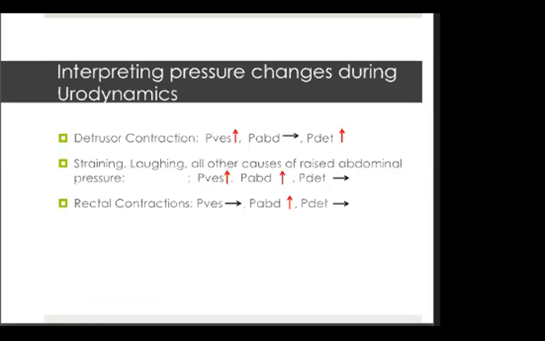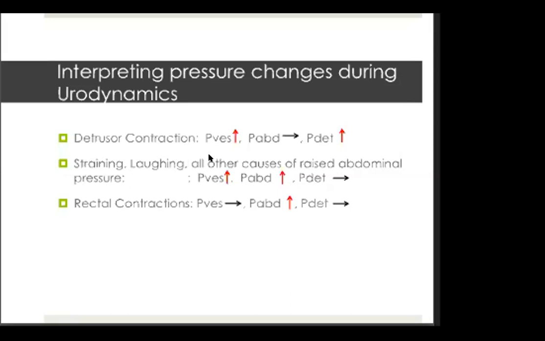So, interpreting pressure changes during the urodynamics. During detrusor contraction, there's an increase in vesical and detrusor pressure. However, there's no increase in the abdominal pressure.